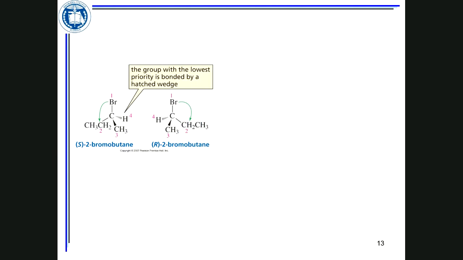When you have the priorities assigned, you're going from 1 to 2 to 3, and you can go counterclockwise or clockwise, and then you have R versus S. Counterclockwise would be S. For clockwise movement, when we are moving from priority 1 to 2 to 3, it is going to be R configuration.